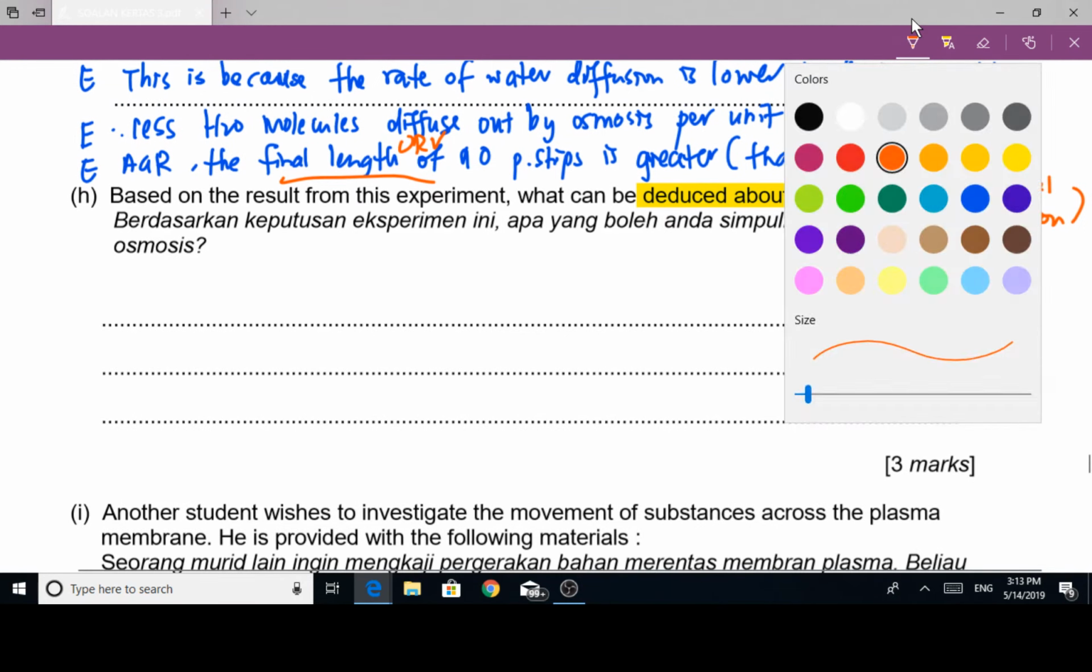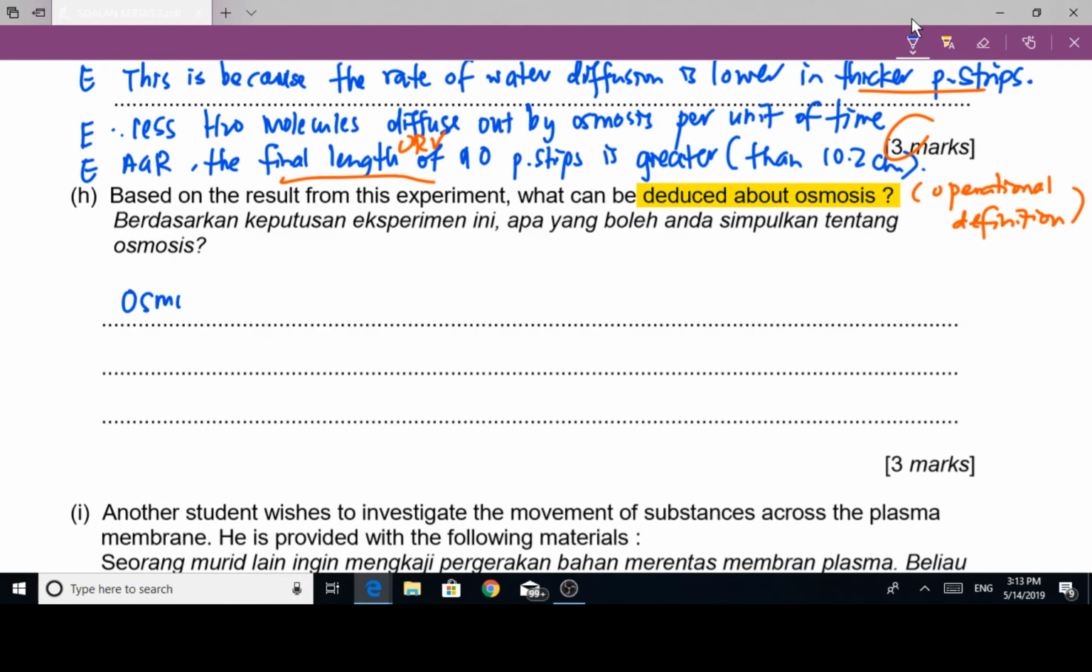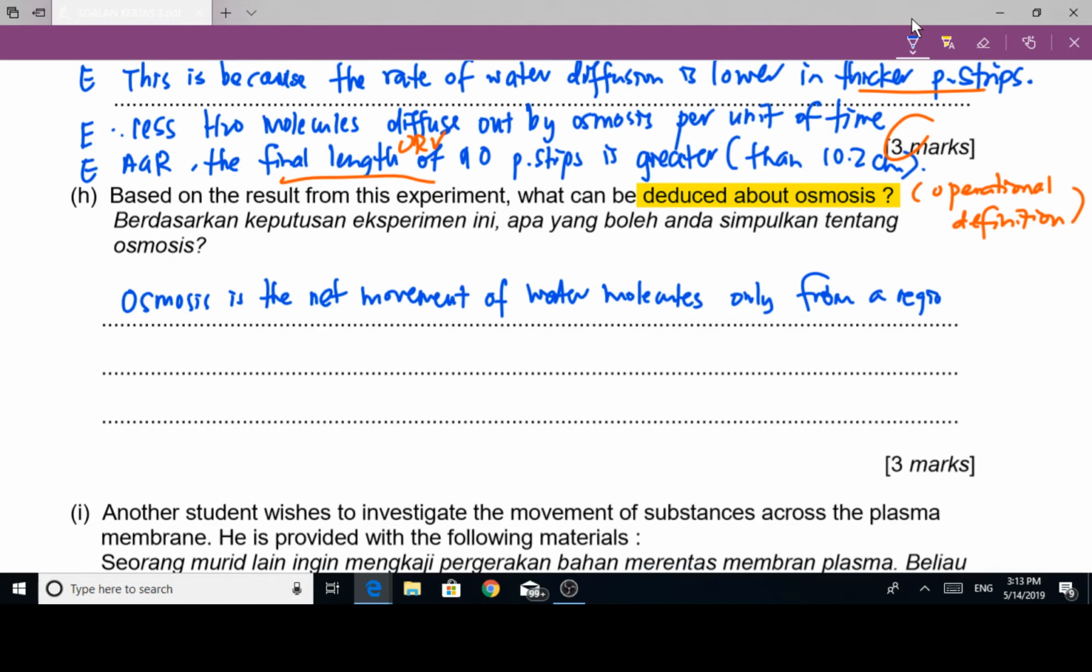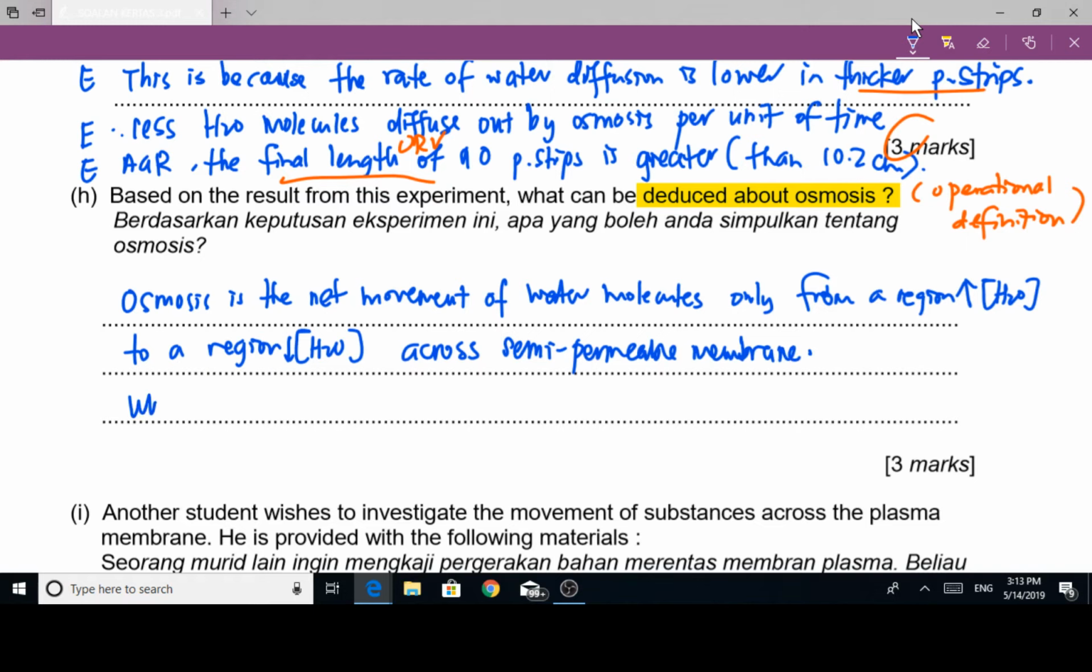So what is osmosis? Based on the book, osmosis is the net movement of water molecules only from a region of high concentration of water to a region of low concentration of water across a semi-permeable membrane. Now, this is my first sentence. My second sentence, which is shown by the ORV.